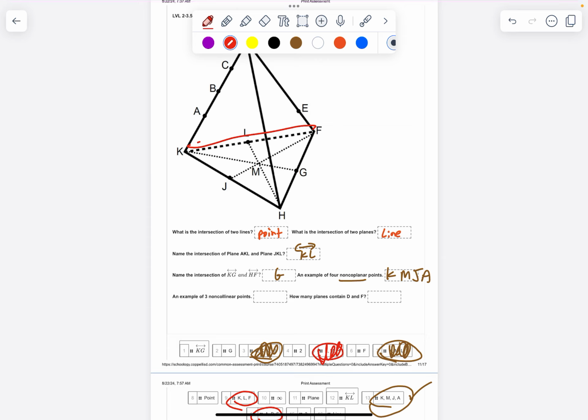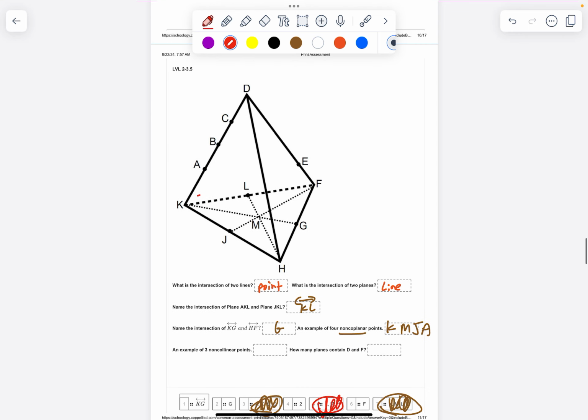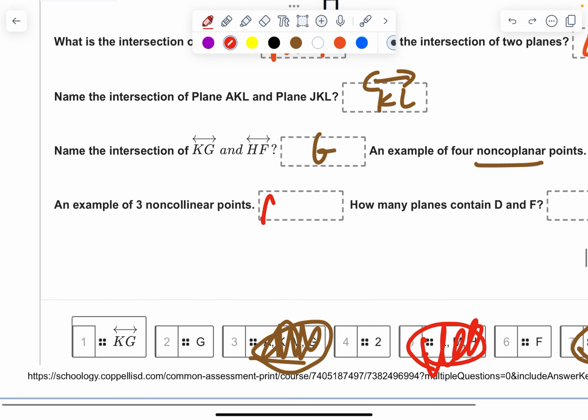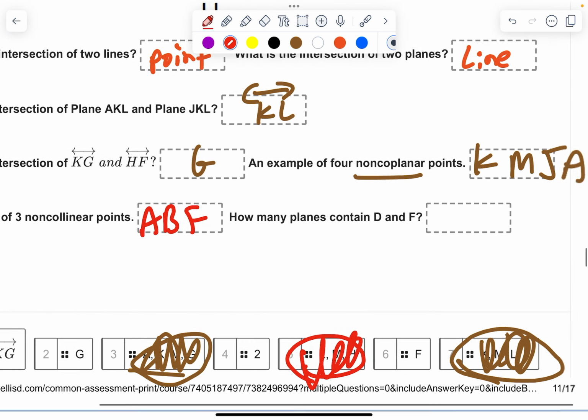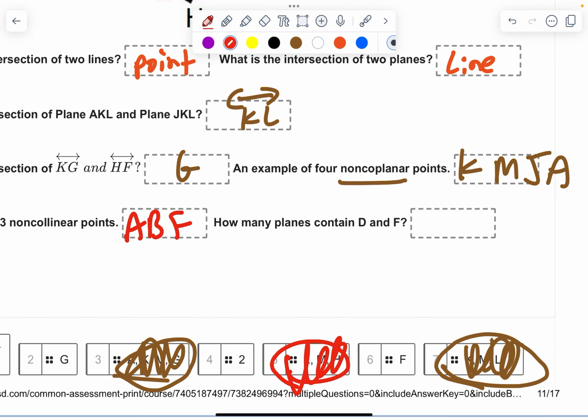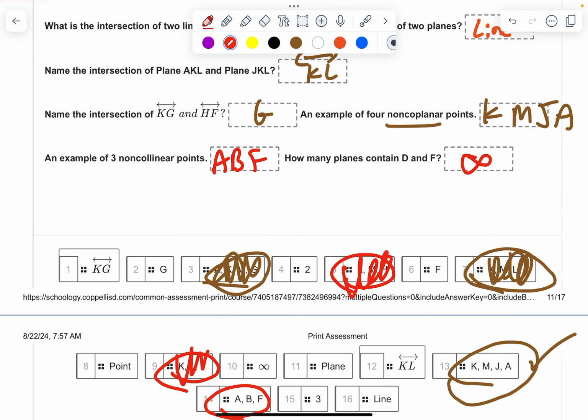KLF, KLF, that's a line, so it's not that one. So it better be ABF, or we're in big trouble. ABF, perfect, non-collinear, those make a triangle. So out of our options, it had to be ABF. And then how many planes contain D and F? Infinite. Don't need a picture, don't care, that's a line.